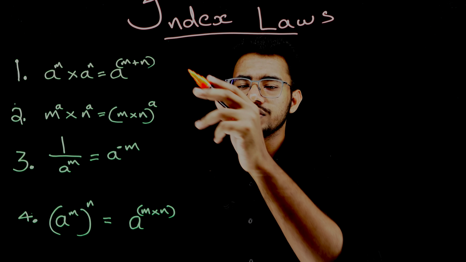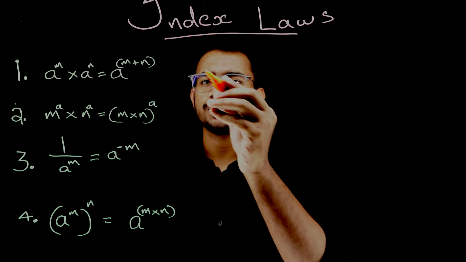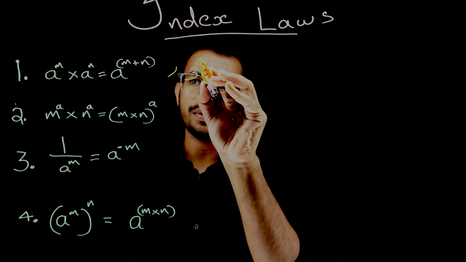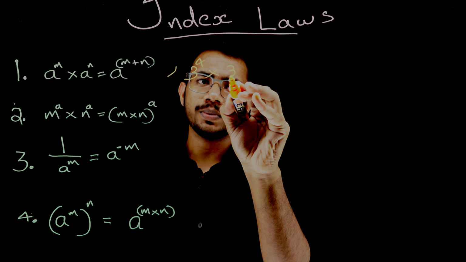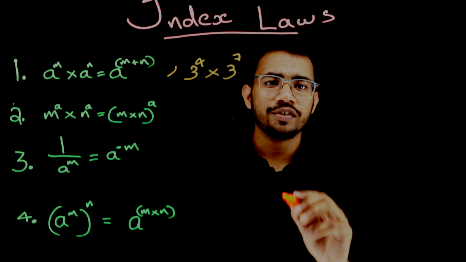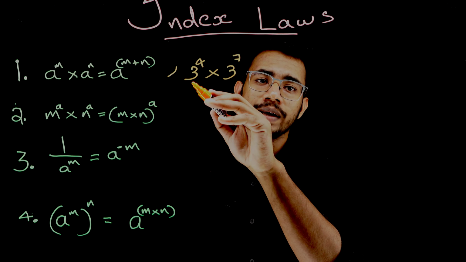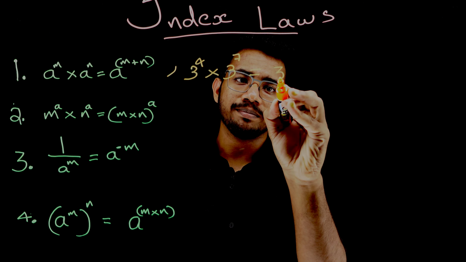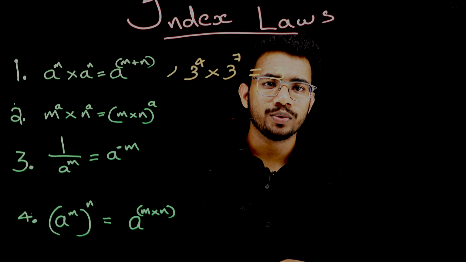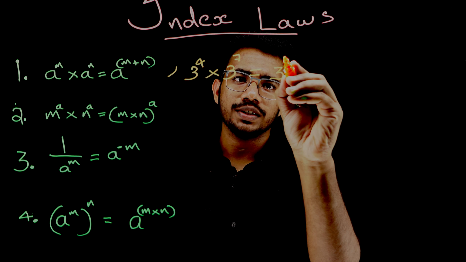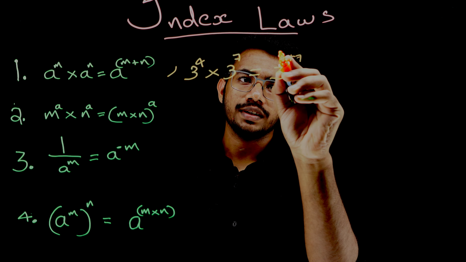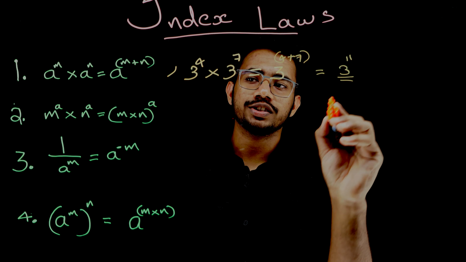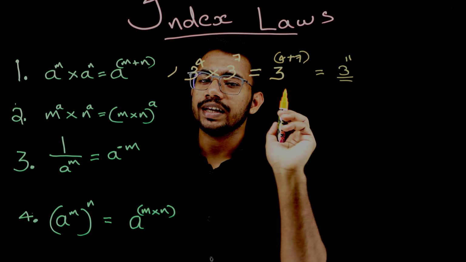Now we will discuss each one of these. Let's consider an example for the first one. Let's say I am having an example like this: 3 to the power of 4 times 3 to the power of 7. So here what you have to keep in mind is that I'm having a common base. So in the answer also, I will be having the exact same base, that is 3. And then what do I have to do? I have to add the powers, that is 4 plus 7. And that will give me the answer as 3 to the power of 11.